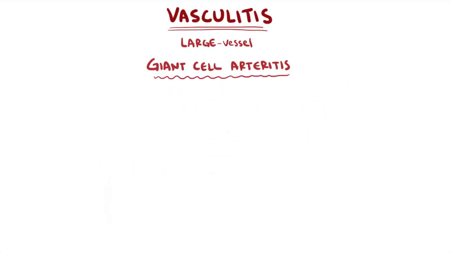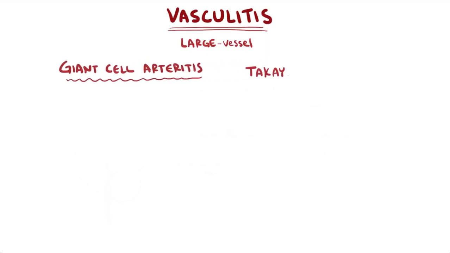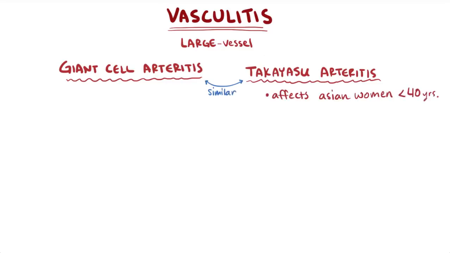Alright, so another type of large cell vasculitis is called Takayasu arteritis, and is very similar to giant cell arteritis except for two key differences. One is that it usually affects Asian women that are under 40 years old, where giant cell arteritis usually affects people over the age of 50.